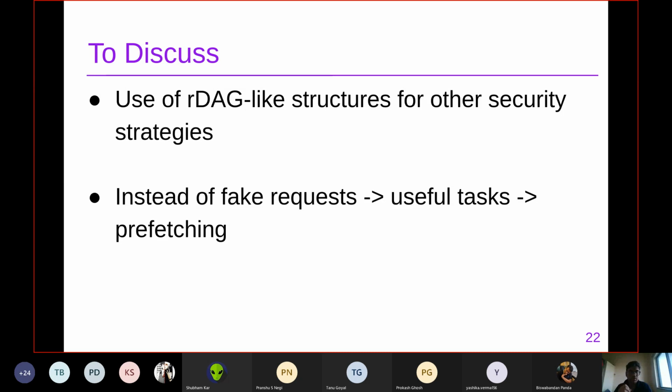So if there are no questions, there are two points to discuss. One is the use of RDAG-like structures for other security strategies, maybe in terms of multi-threaded cores or other security domains. Another point to discuss is that instead of issuing fake requests, we can use that opportunity to do useful tasks such as prefetching or any other task whose latency we want to hide.